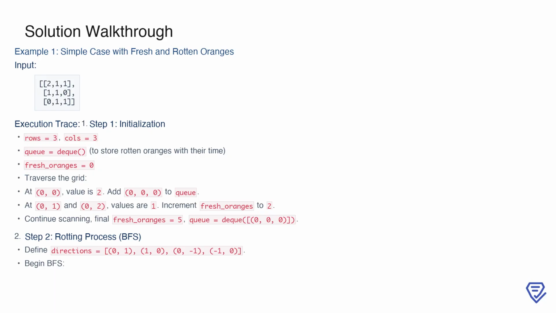For fresh oranges at positions 0, 1, and 0, 2, we increment the fresh orange counter. Continuing through the grid, we find more fresh oranges, bringing the total count to 5. At this point, the queue contains 1 rotten orange at 0, 0, and we are ready to begin the rotting process using breadth-first search, or BFS.